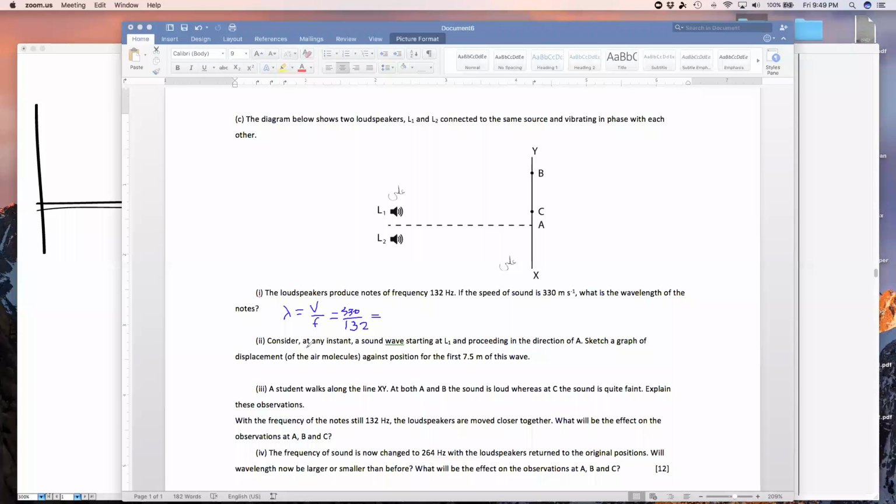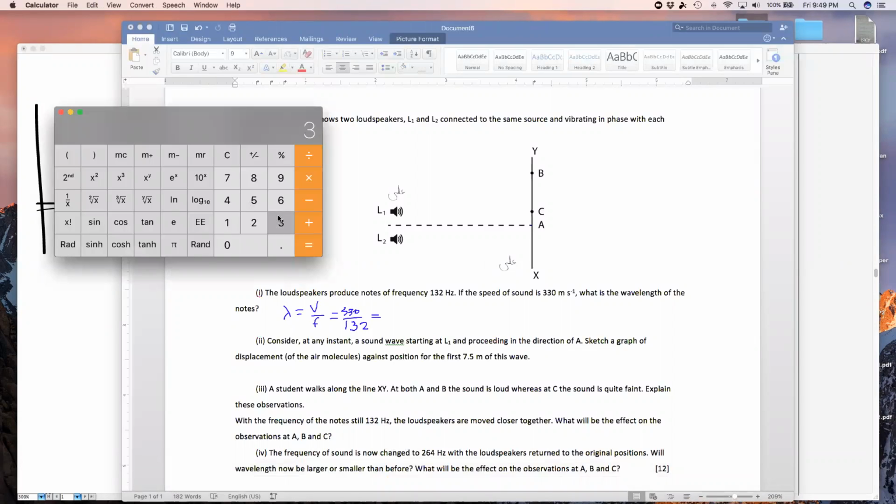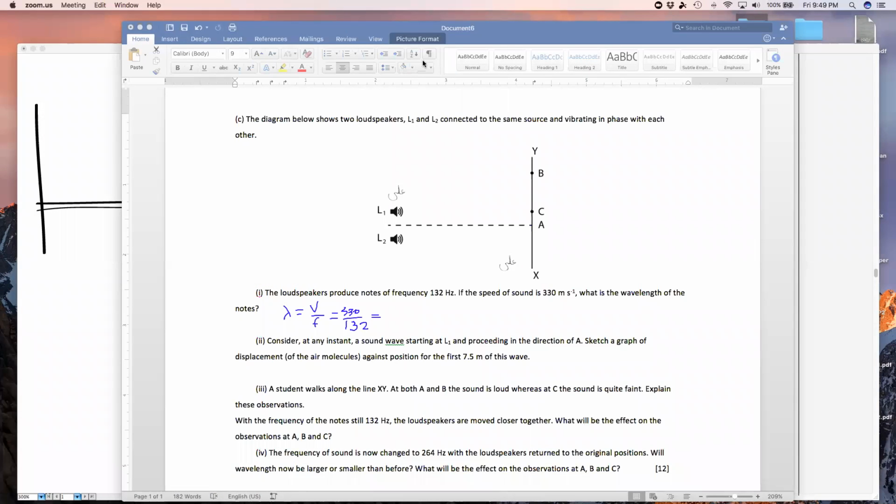Next part. Consider at any instant a sound wave starting at L1 and proceeding in the direction of A. A is the middle here. Sketch the graph of the displacement of the air molecules against position for the first 7.5 meters. We would need to work out that wavelength, which is 330 over 132, which is 2.5. So this wavelength is 2.5, no problem, that's in meters.